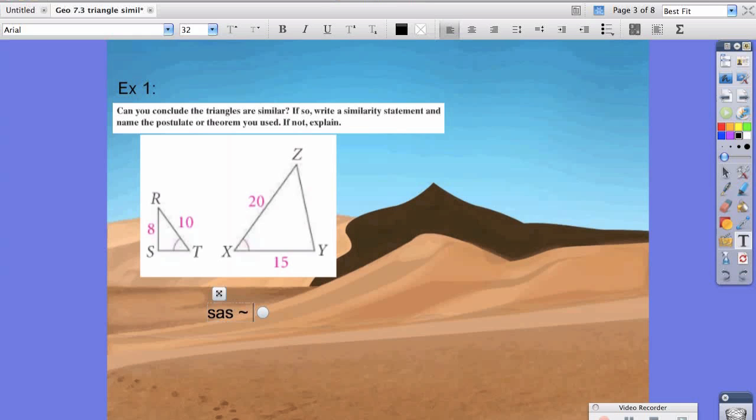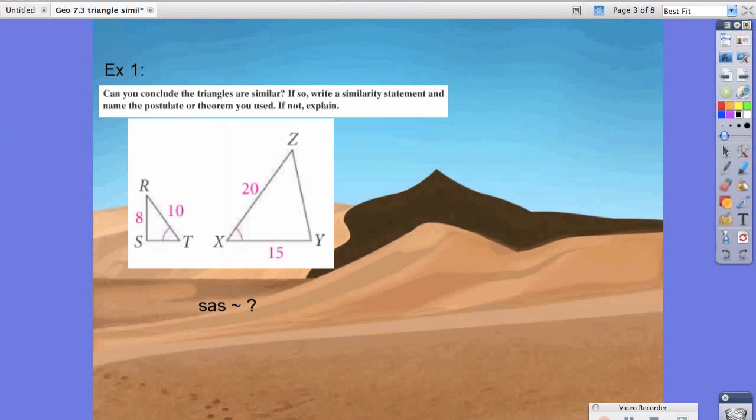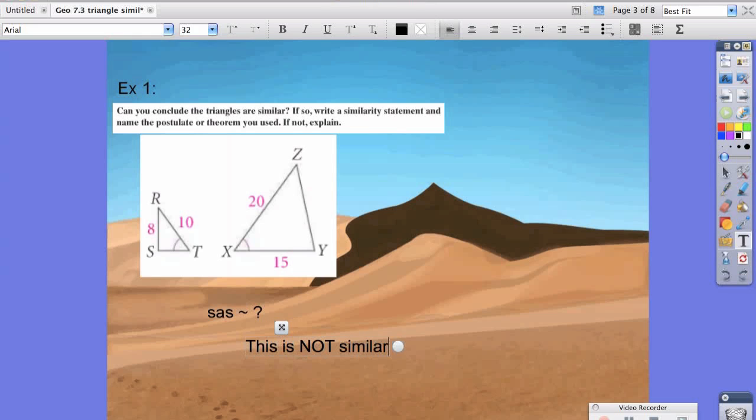And if you look carefully at what they've given us, on triangle XYZ, they give us a side, the included angle, and this other side. Notice how the angle is in between the two sides, so this one would work. However, in triangle SRT, the 8 and the 10 are not, or the angle is not in between the two sides given. Therefore, this is not similar because side angle side similarity does not apply.